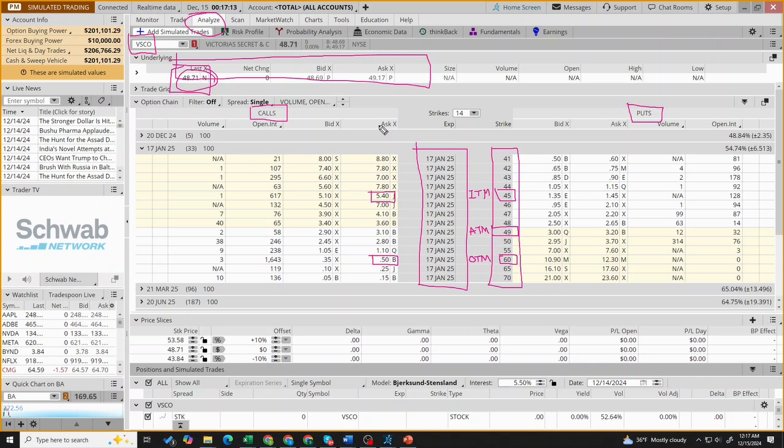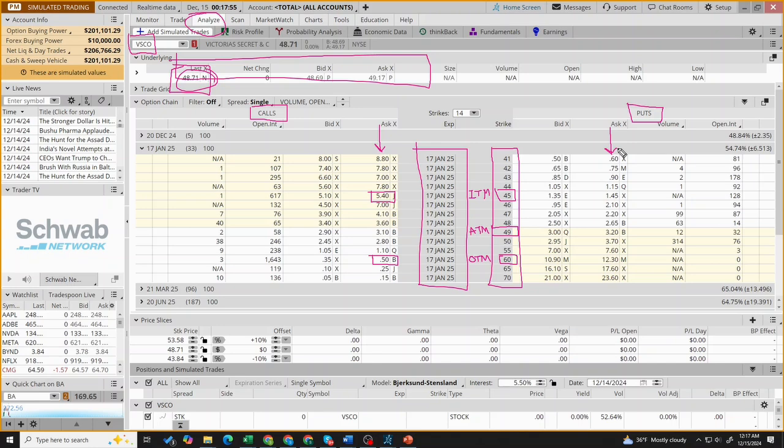Now, let's stop for a second and look at this column here. If you're looking at puts, it's this column here, the ask price. Now, this is per contract. A contract controls 100 shares. So when I look at this price, it's not $5.40 per contract. It's $5.40 times 100. That's $540 per contract. But remember, 100 shares of the stock was going to cost me $4,871. So $540 to control 100 shares.